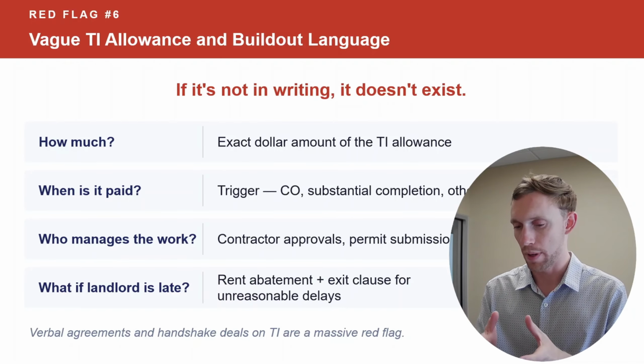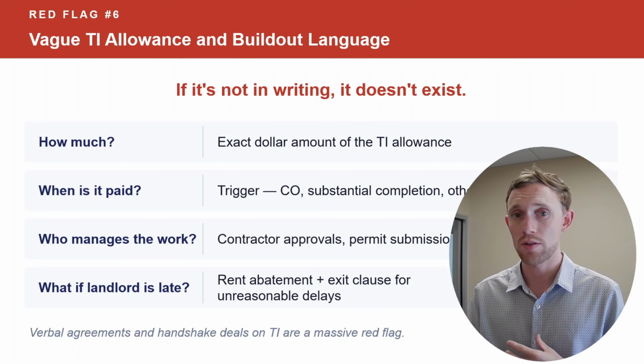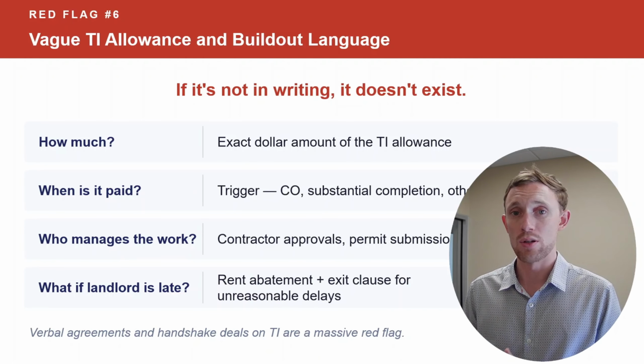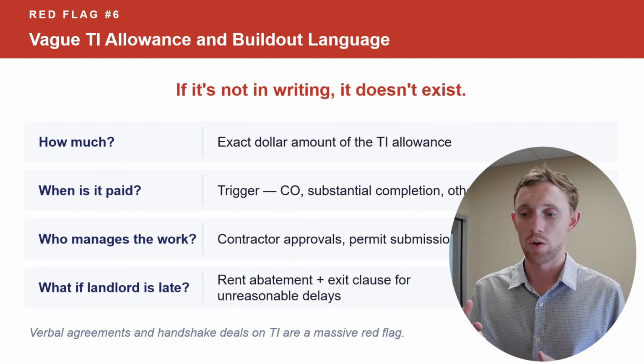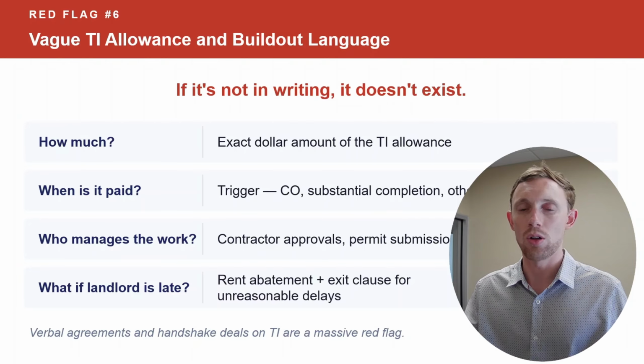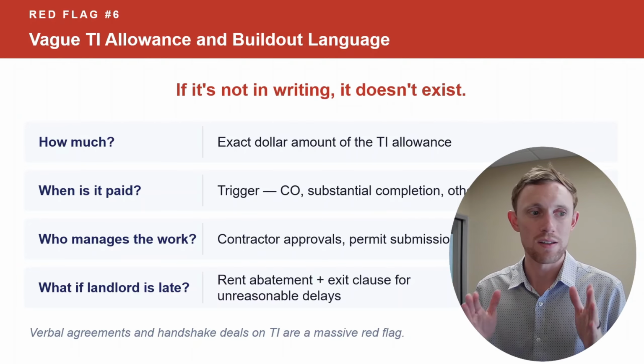So if you're moving into a space and having to do a lot of renovations, or if it's just a shell space and you're having to build out all of it, and either you're building it or the landlord's building it, or the landlord's offering you a TI allowance to help build it, make sure it's all in writing, because if it's not in writing, it doesn't exist.